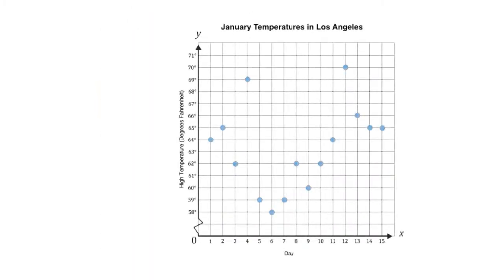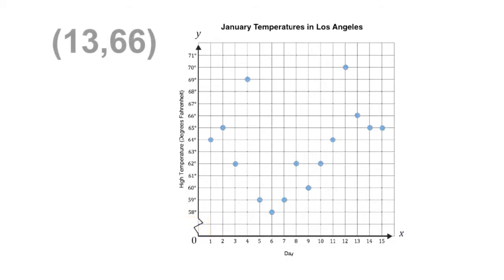The temperature in Los Angeles, California was recorded for the first 15 days of January and charted on a coordinate plane. Use the information on the coordinate plane to answer the following questions. Notice on the y-axis there is a Z-shaped mark. This indicates that the numbers along the y-axis are not consecutive from 0.